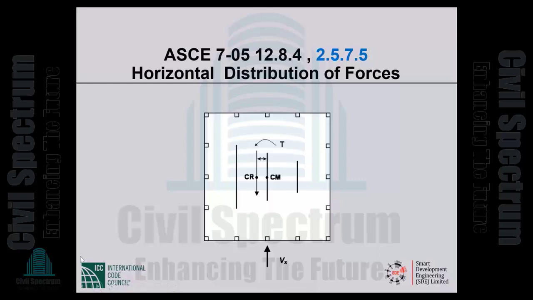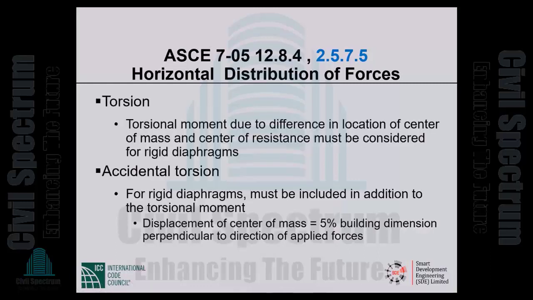The torsion will increase the forces in this frame and in that shear wall, and will take away from the forces in those two shear walls and the frame. The take away we ignore in design, but the addition we have to consider in design. So torsional moment due to difference in location of center of mass and center of resistance must be considered for rigid diaphragms. For rigid diaphragms, accidental torsion must be included.